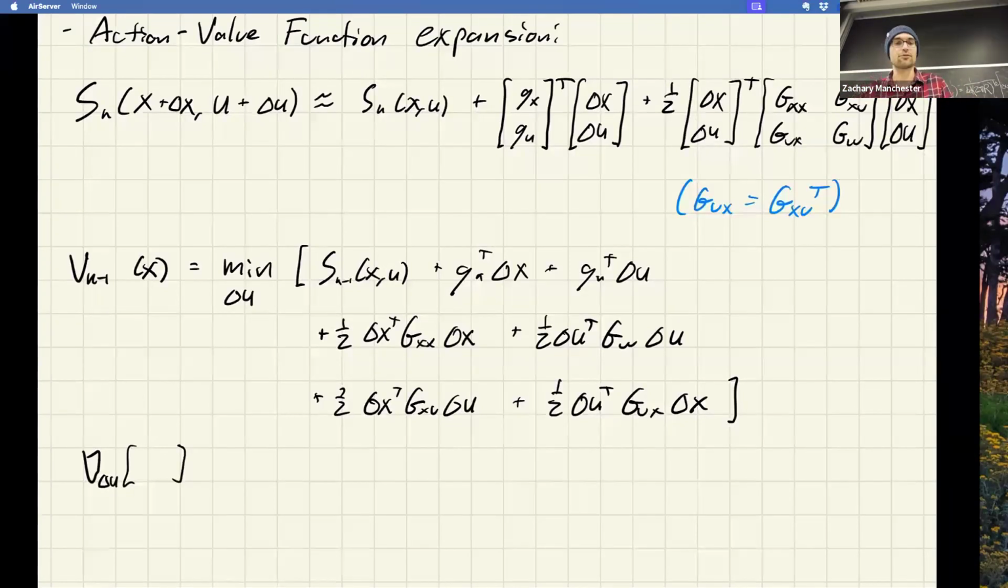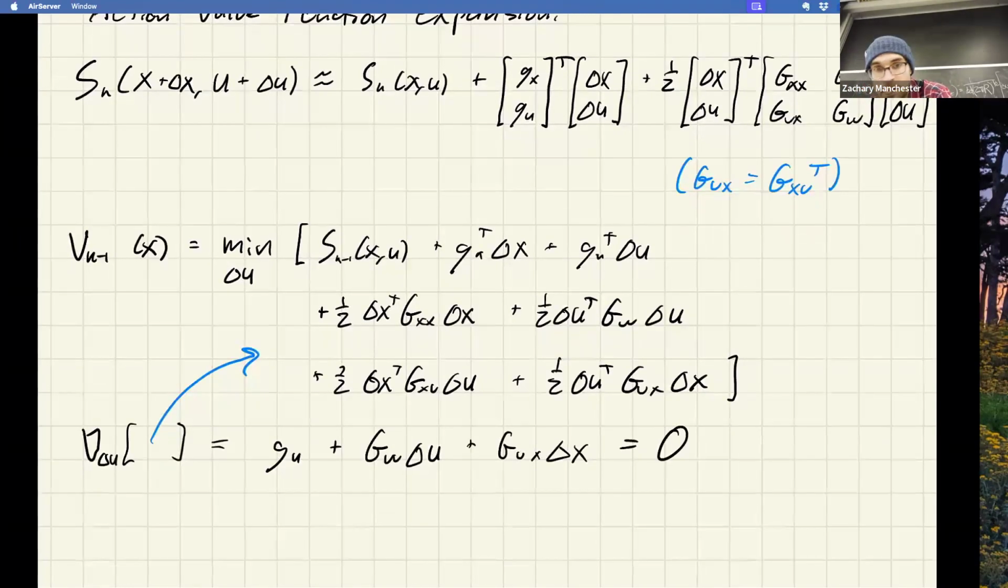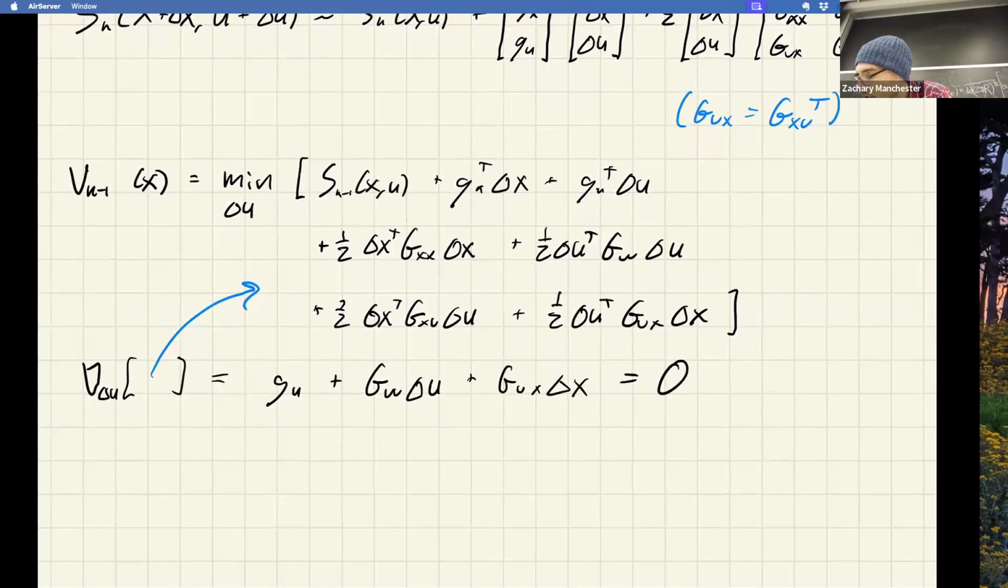And now I can solve for delta u in terms of everything else. So I got delta u at k minus 1, assuming this kind of recursion, is minus guu inverse times gu minus guu inverse times gux delta x.